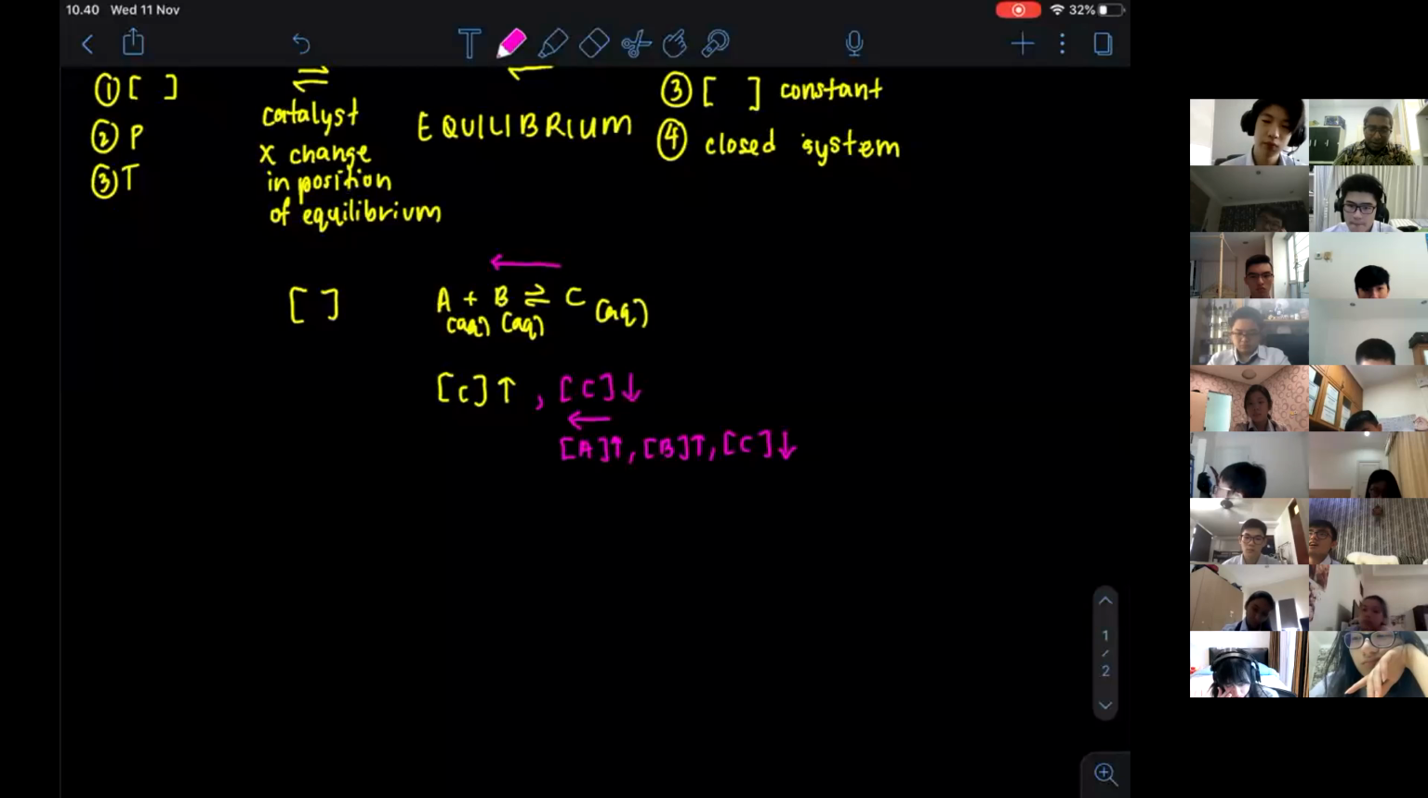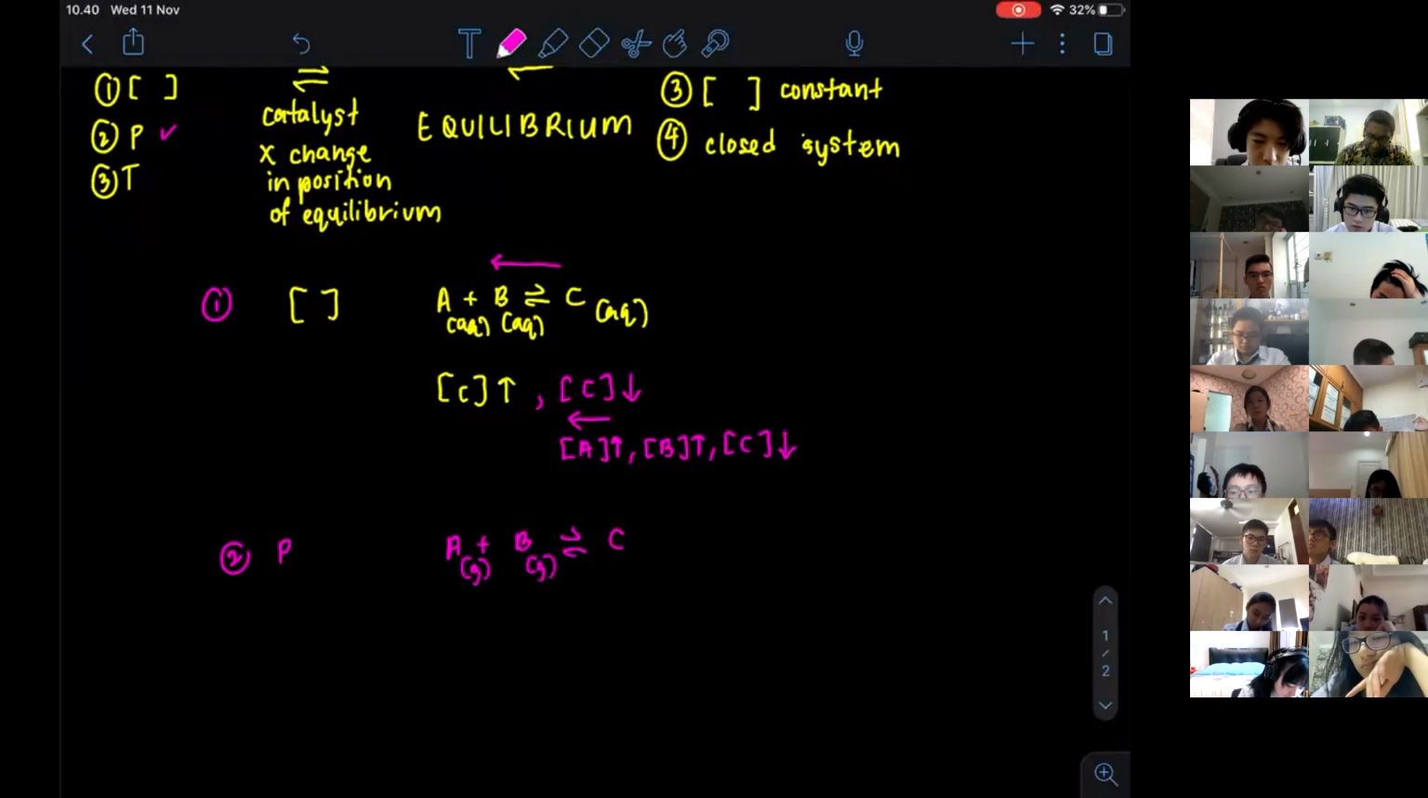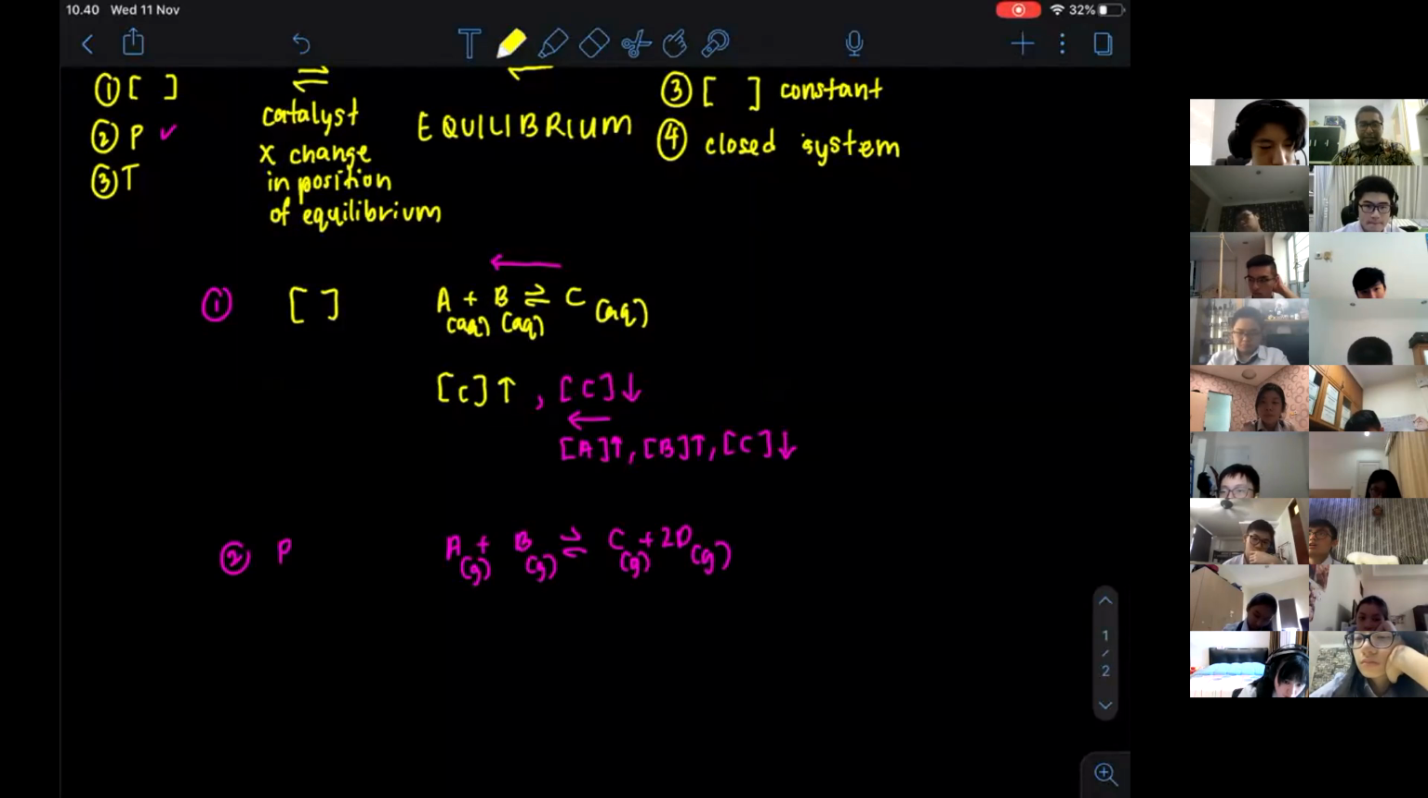So let's talk about number two. This is number one. Number two is pressure. Let's say I have A plus B to give you C, and assume that all of these are gases. Let's say I have another one, 2D, for example. This is gas. The first thing to remember is that pressure only affects the products or reactants that are gases. So they are all gases, so it's fine, you can use all of them.